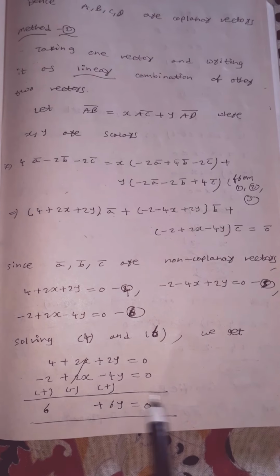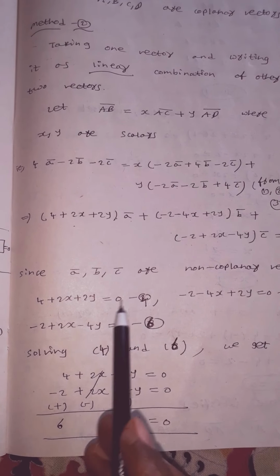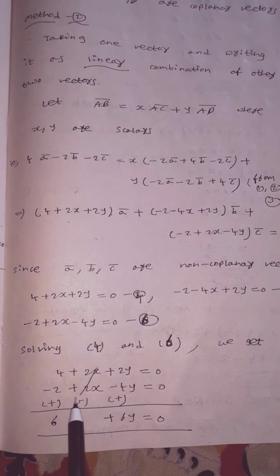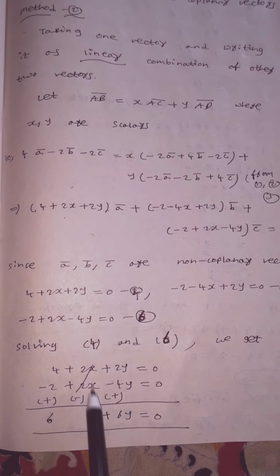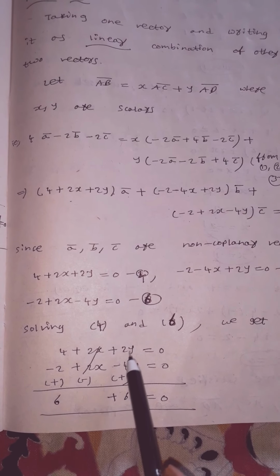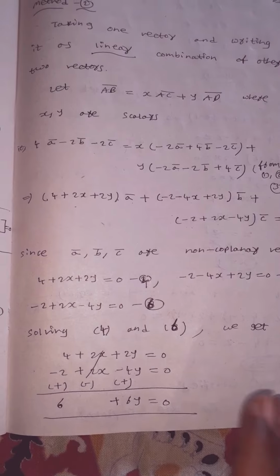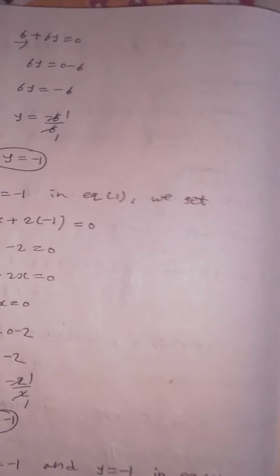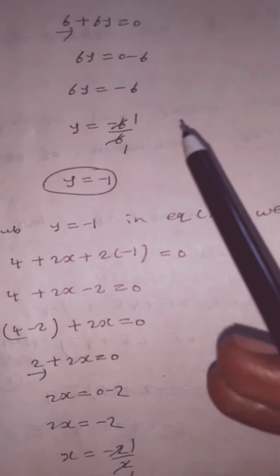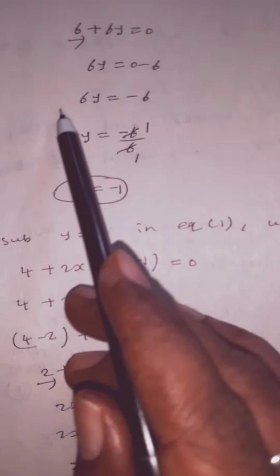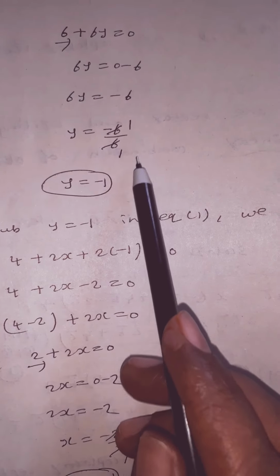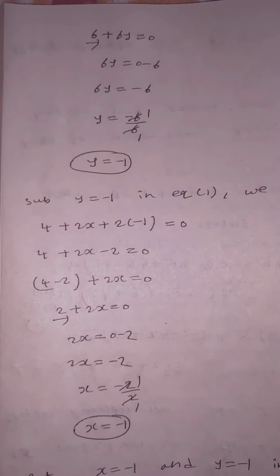Solving 4 and 6 we get: the fourth one is this one, the sixth one is this one. So in the second equation, minus becomes plus, plus becomes minus, minus becomes plus. Both cancel. So 4 plus 2 is 6, children. 2 plus 4 is 6. So 6 plus 6y is equal to 0. Since 6 is on that side, plus will become minus. 0 minus 6 is minus 6. So y is equal to minus 6 by 6. Since 6 is on that side, multiplication will become division. So y is equal to minus 1.